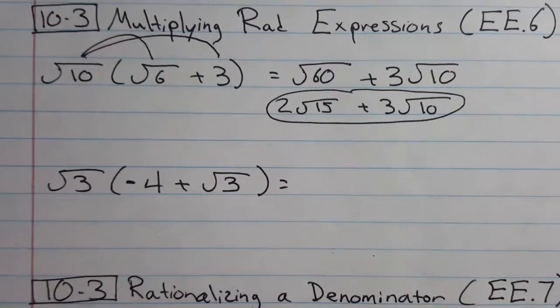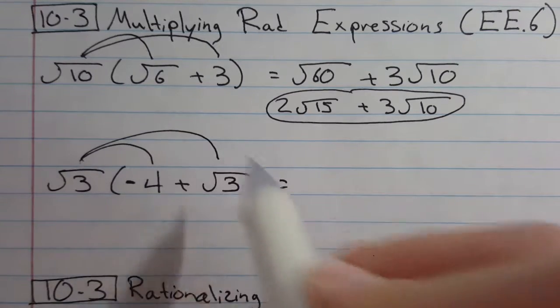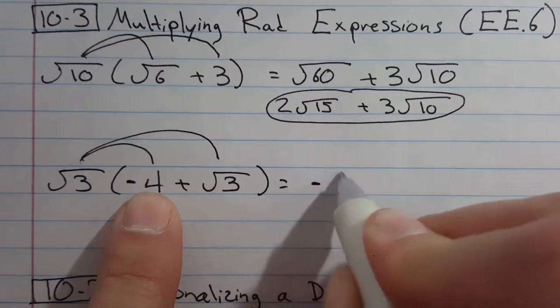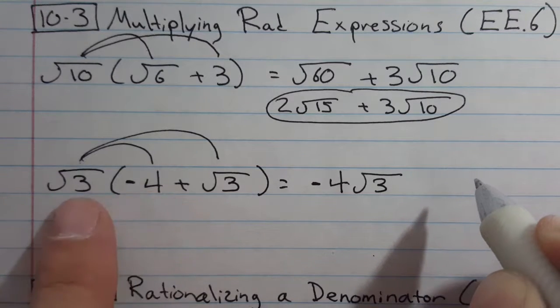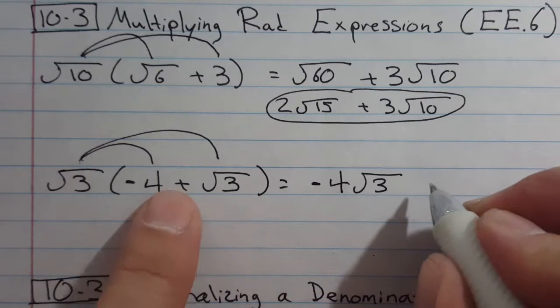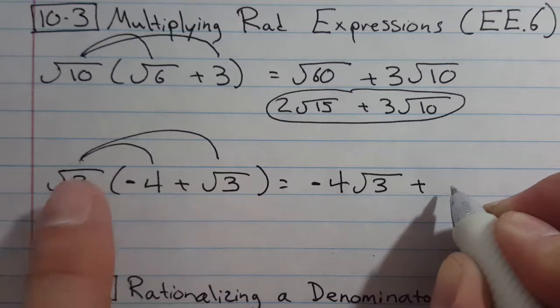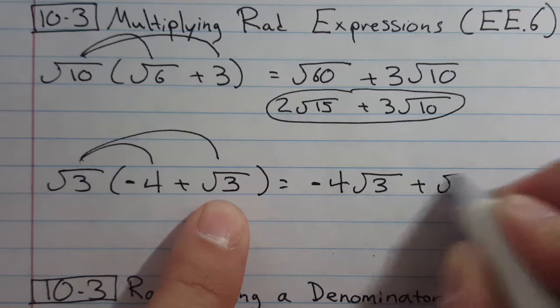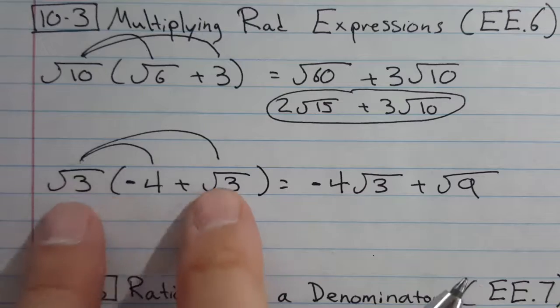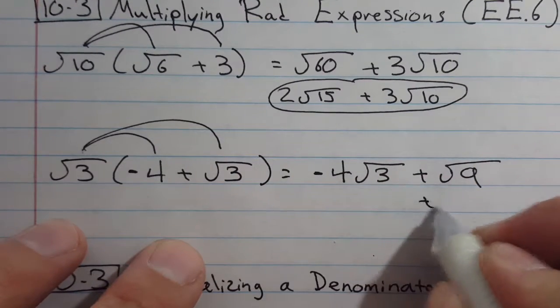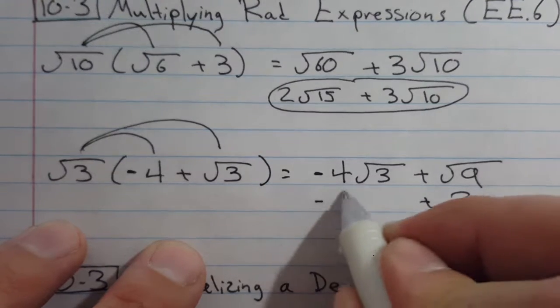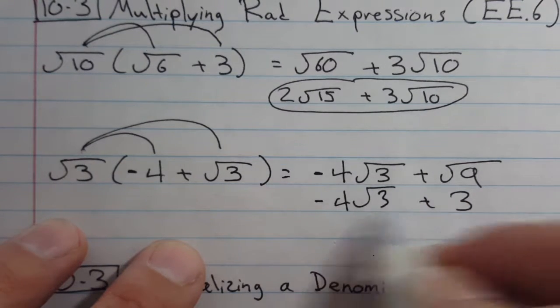Okay, next one. Times U times U. So I'm going to have a negative 4 squished up against a radical of 3. And then I got a radical of 3 times a radical of 3 with a plus sign right there. So plus square root of 3 times the square root of 3 would be the square root of 9. Or wait a second, I need 2 radicals to make a regular number. Square root of 9 is 3. That's simplified. Negative 4 rad 3 plus 3.